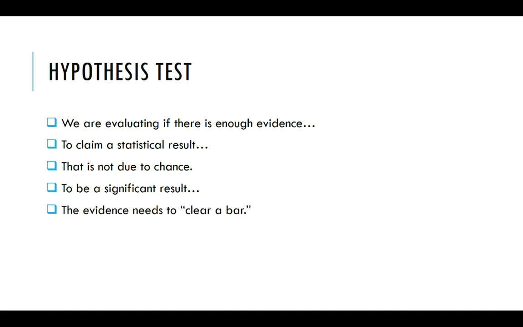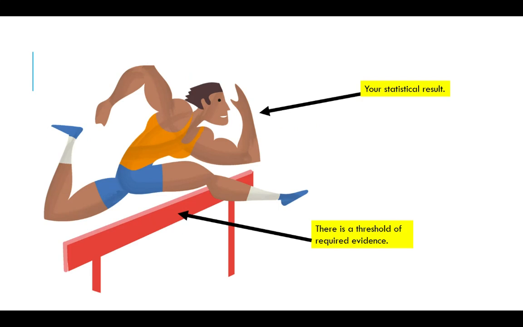So I'm going to offer you here, guys, a bit of a goofy analogy, kind of like that fishing analogy that we used with our confidence intervals. But we're going to think about a hurdler. When we do a hypothesis test, for those of you for which this is new, we're going to think about a hurdler. What's he doing? He's jumping. He's trying to clear a bar.